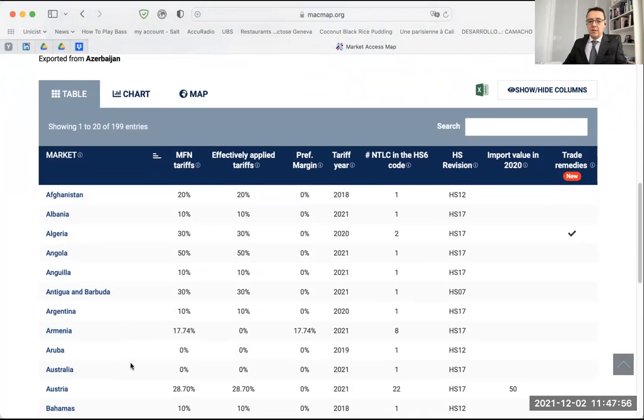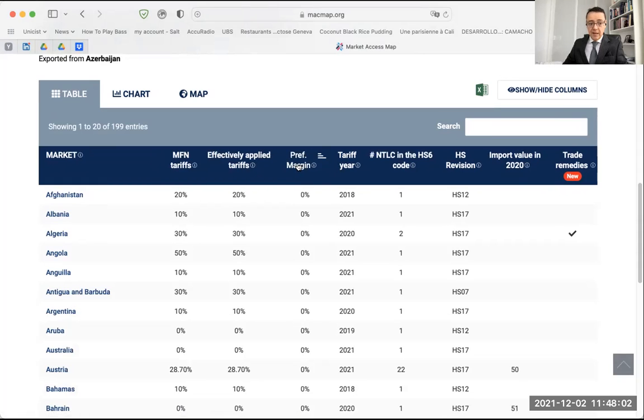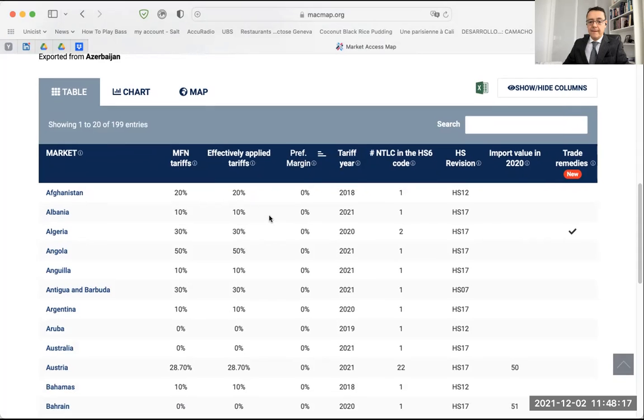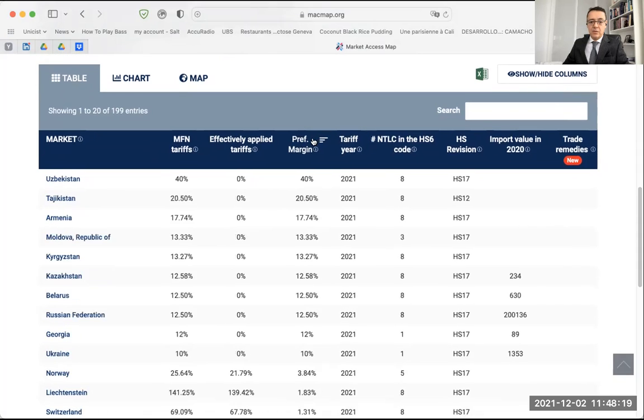Here it is sorted according to alphabetical order, but you can sort it by margin of preference, right? You can see that the little row, the three little lines indicate that now this table is sorted according to preference margin. And we can sort it from the highest to the lowest.